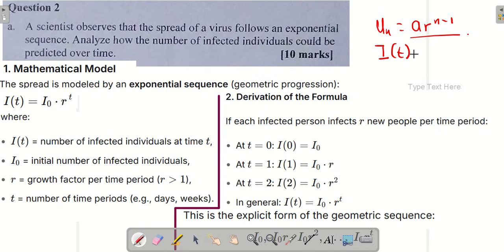So it should be equal to I0, that is the first term. We are just using I0 to represent the first term. Your common ratio is still constant. Then it is supposed to be n minus 1, or here, since I use t as n, it will be t minus 1. So it will be something like this. But remember the same explanation I gave earlier: if you start with I0, then it means that we must increase the terms.